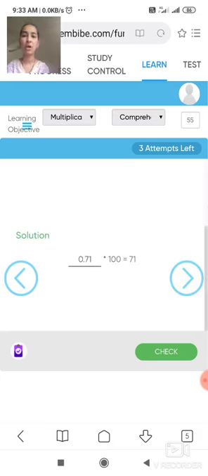0.7. If we multiply 0.71 by 100, then it will become 71. Okay students, understand this? Let's take another example.